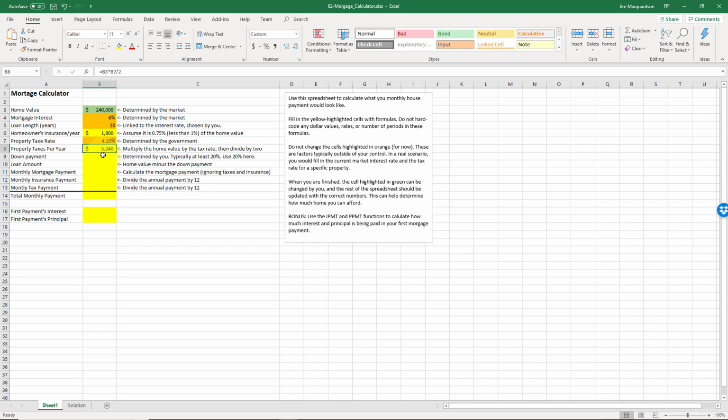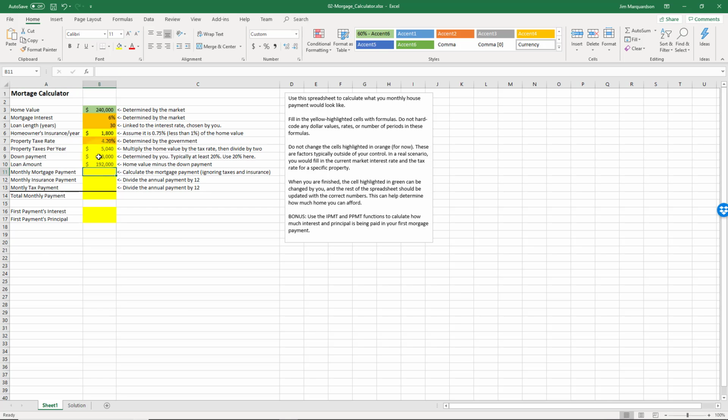Okay, so the down payment. How much do we want to pay initially? Typically, you want to pay 20% down. If you can put 20% down, you don't have to pay for mortgage insurance, which is going to be another $150 a month. We don't want to do that, so we want to put 20% down. My down payment is going to be the home value times 0.2 for 20%. So we have to come up with $48,000 cash somehow. The loan amount is just the home value minus that down payment. So I need $192,000 from the bank.